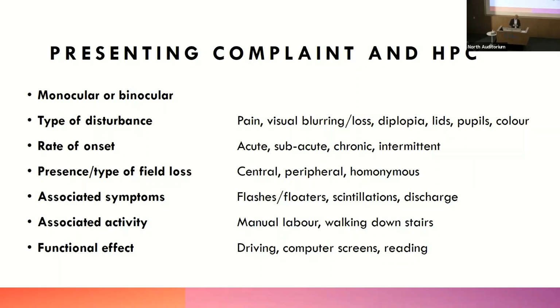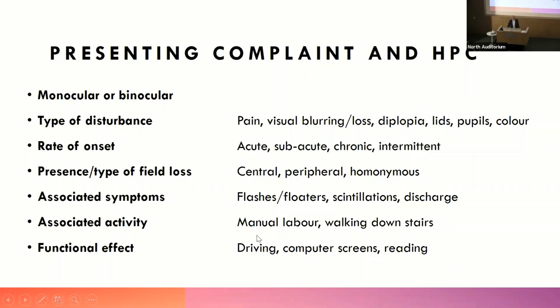Rate of onset I talked about. Is it sudden and acute? Is it subacute, so more like days to weeks? Is it chronic, so more like months to years? And is it episodic or intermittent? This is an important one in ophthalmology. So the visual loss, is it central, in the middle? Is it homonymous, so is it the whole right side of the world in both eyes? Or is it bitemporal, so the temporal side in both eyes? That'll give you an idea of where in the visual pathway the lesion is.